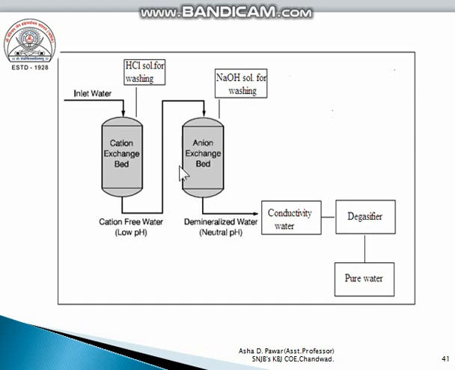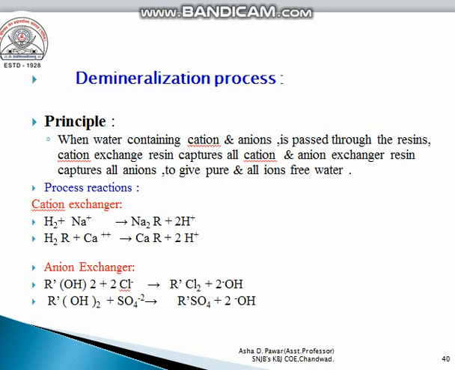Then what happens in the anion exchanger bed? The anion exchanger bed has a natural tendency to capture the anions present in the water, like sulfate, chloride and nitrate, and in exchange the bed releases OH minus ions into the water. So the filtered water from the anion exchanger bed contains an equal quantity of H plus ions and OH minus ions.